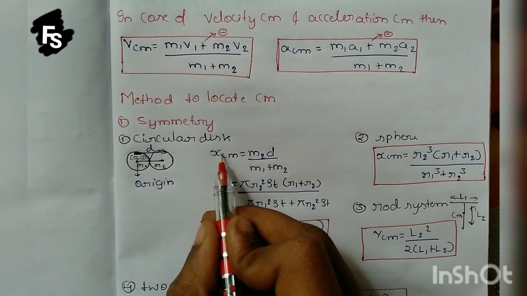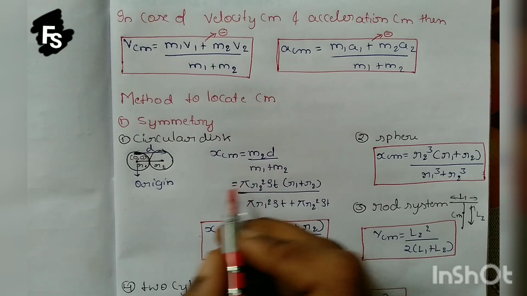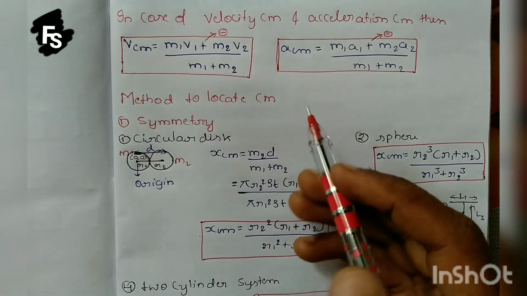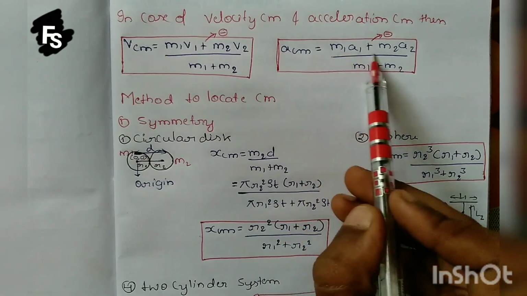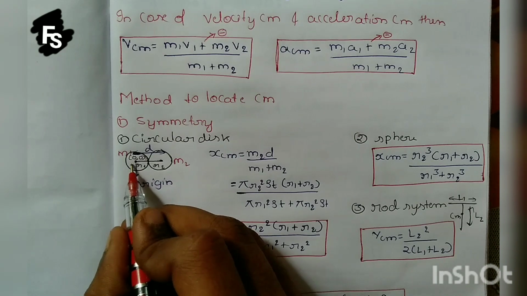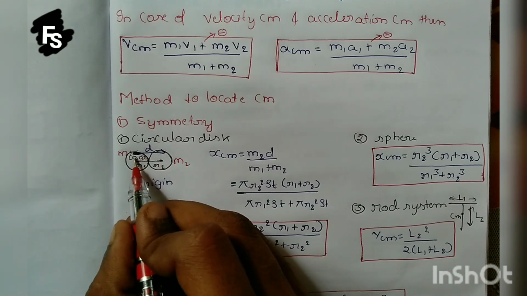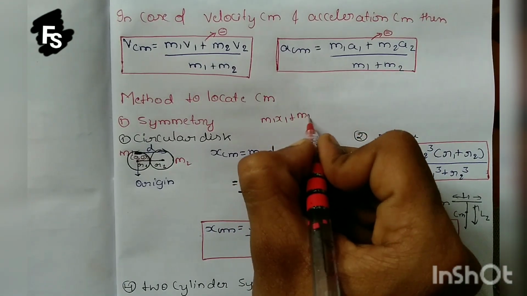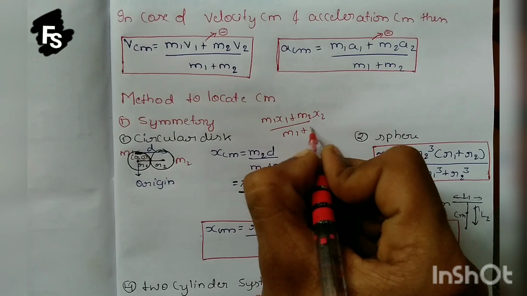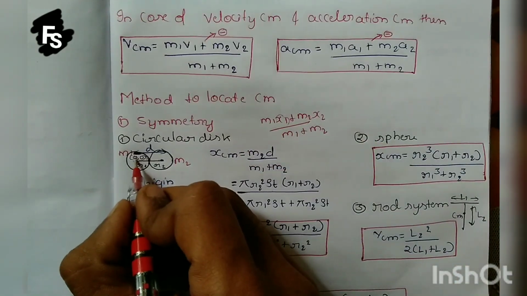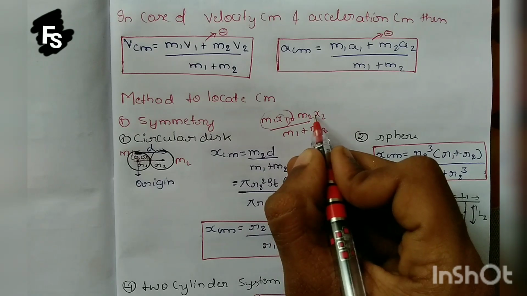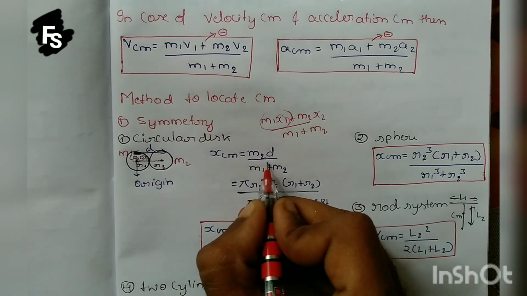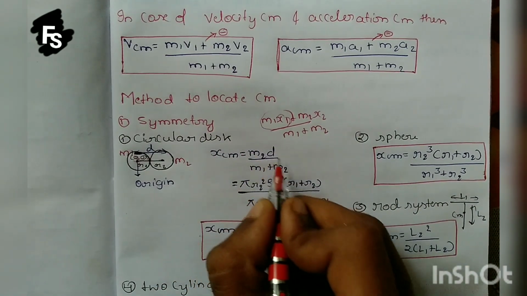See here, xcm is equal to m2d by m1 plus m2. How? This is m2, this is m1. According to the formula m1 x1 plus m2 x2 by m1 plus m2, x1 is 0, so the whole first term becomes 0. And x2 is d. So the formula becomes xcm is equal to m2d by m1 plus m2.